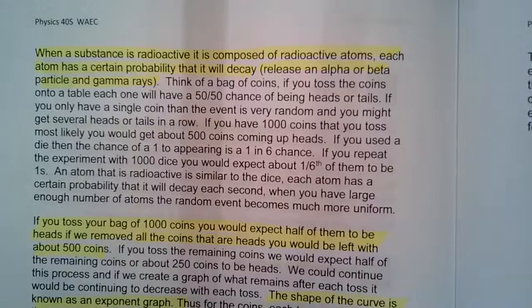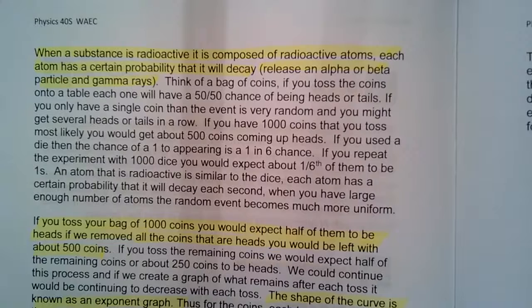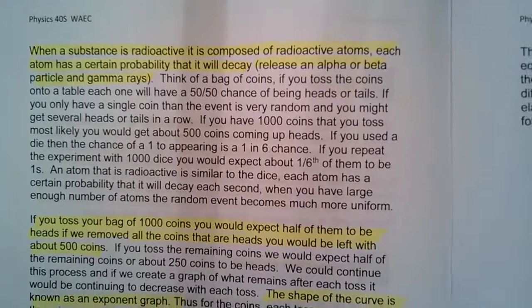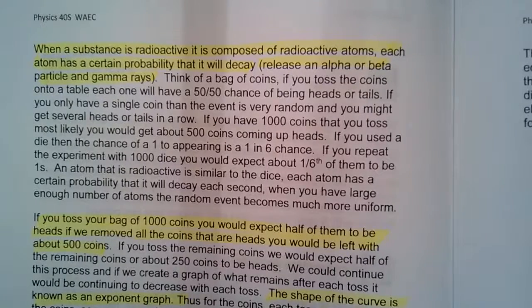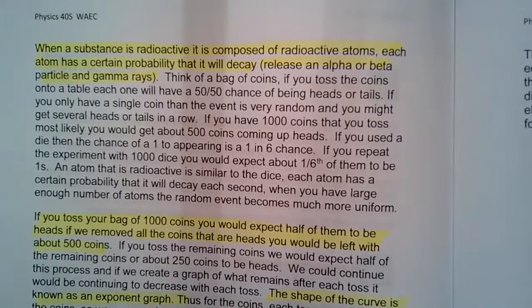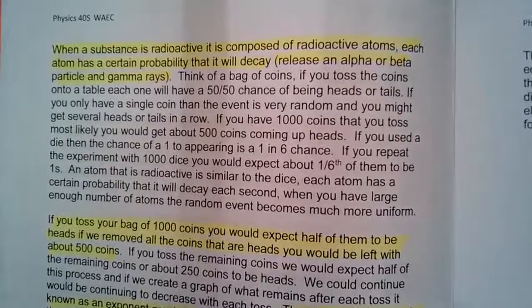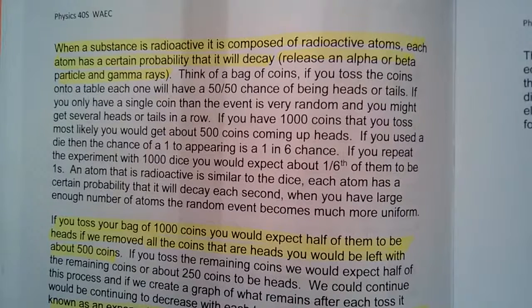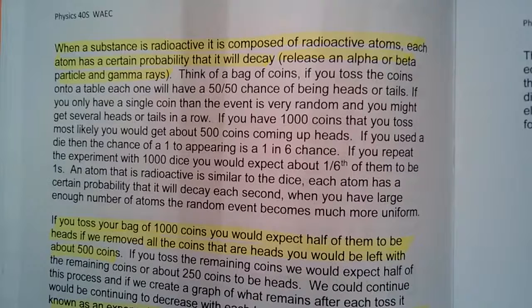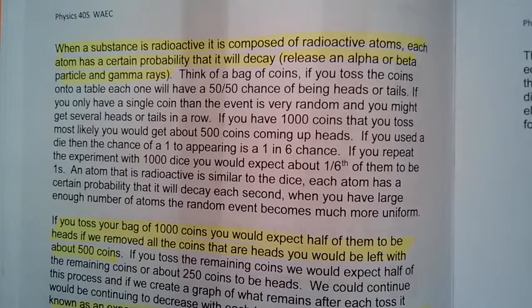being heads or tails. But if you only have a single coin, then the event is very random and you might get several heads or tails in a row. But if you keep doing this activity, let's say 1,000 times, you are likely to see a pattern. So it's about 50-50. Radioactive decay is pretty much like that. Although it is a random process, by observing many nuclei decaying, we can see a pattern. So that's basically what half-life is like.